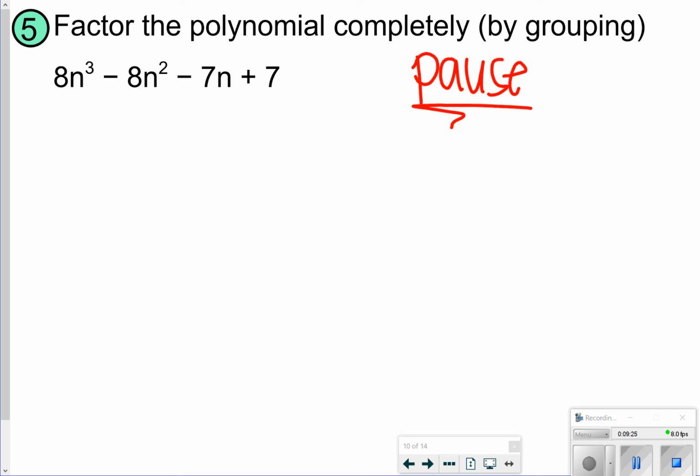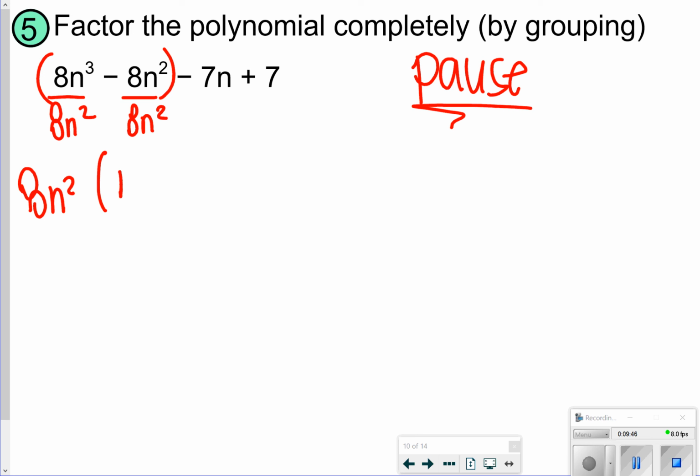All right, so my first two, 8n to the third and 8n to the second, have 8n to the second in common. So let's go ahead and factor that out. 8n to the third divided by 8n to the second, write that down, is n. And then 8n to the second divided by 8n to the second is 1. Noticing that there's a minus sign, so I'm going to keep the minus sign. Now, if I factor this correctly, my second binomial should also be n minus 1.